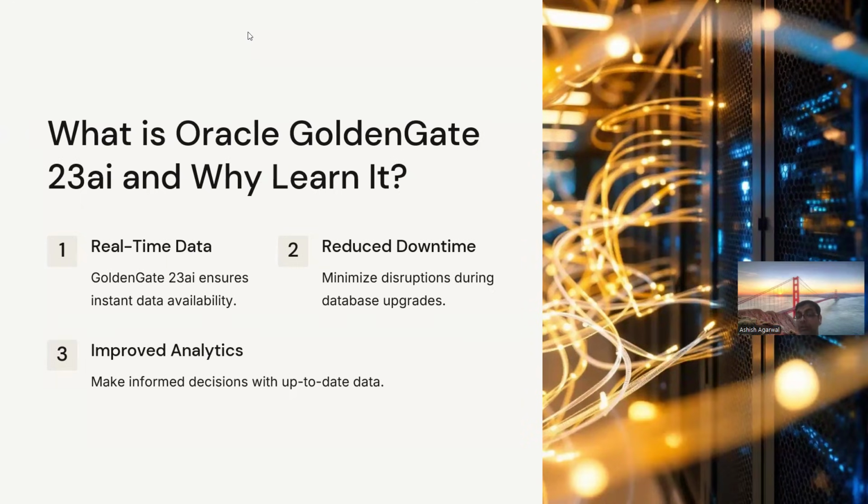GoldenGate 23 AI has a lot of new features which help you in making informed decisions. Like, you can decide in real time. It gives you better analytics for performance tuning. And there are a lot of options like target initiated paths. There are different options available in GoldenGate 23 AI, which ensure, of course, security, data integrity, and performance, and which also ensure smoother replication, ensuring fewer escalations.